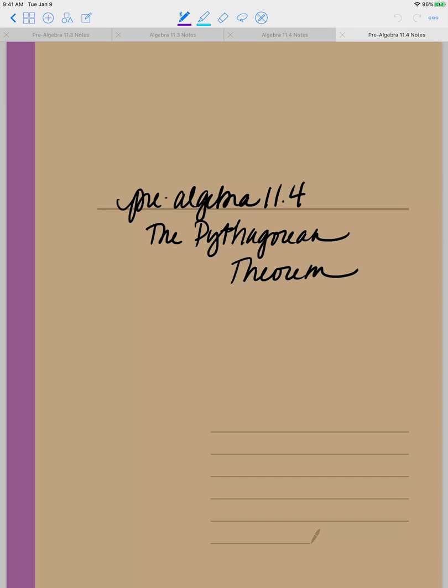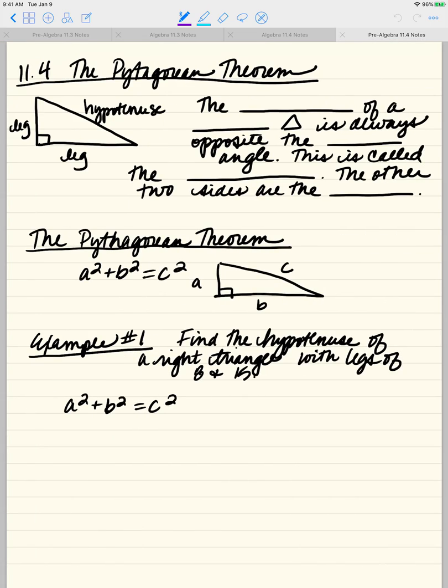All right, pre-algebra, today we are going to the Pythagorean theorem. I know you guys learned this last year because I taught it to you. You will definitely want a calculator for this lesson. So, the Pythagorean theorem, okay?